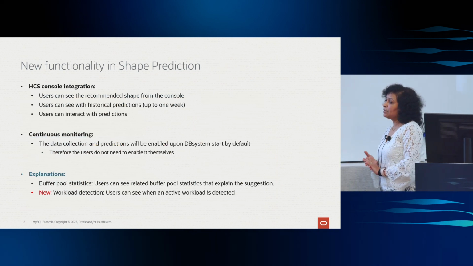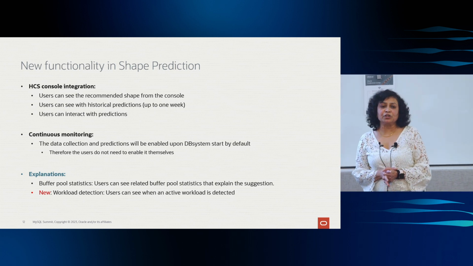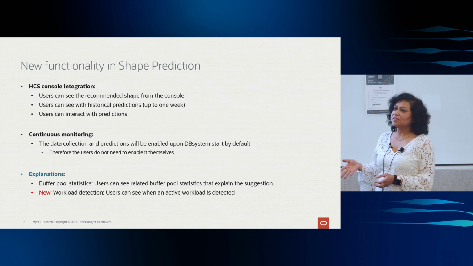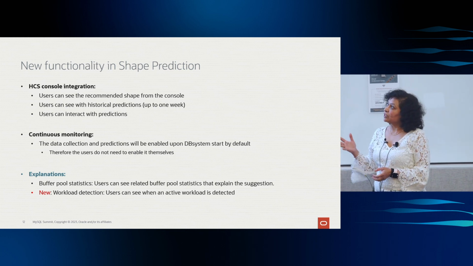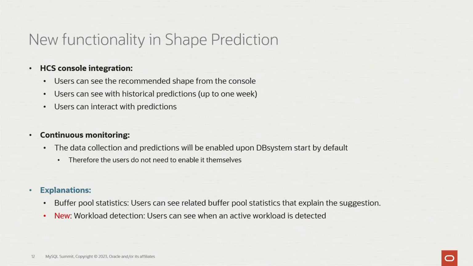So this slide, the buffer pool shape prediction feature was there even a few months ago. But as of, I think, this week, we added some more functionality in the HCS console. We integrated it very well so that the user can actually see. And they get a window of a week. So it's a sliding window. They can move the window around. And on the window, they can decide which buffer pool is optimal for them, and they can see the shape.